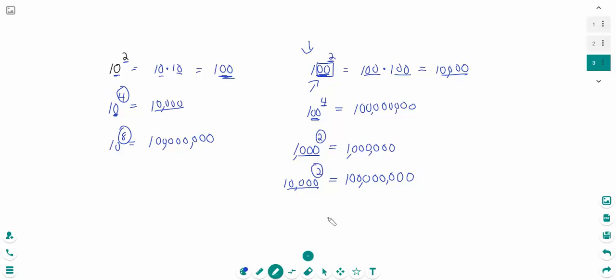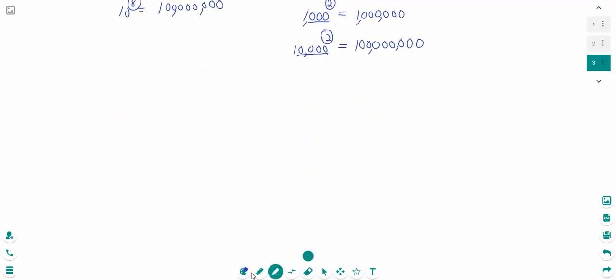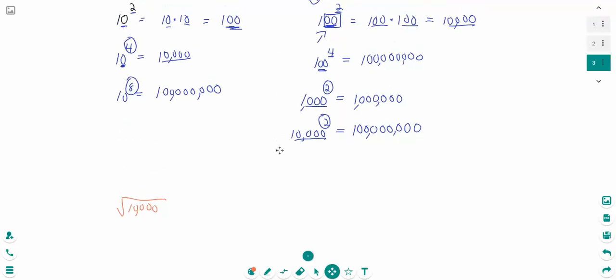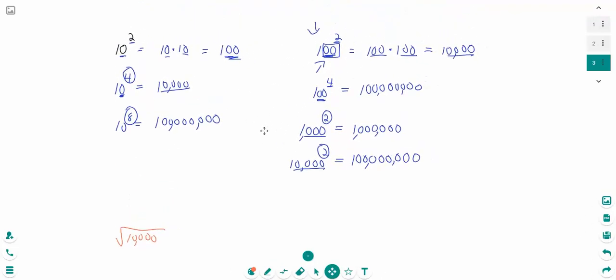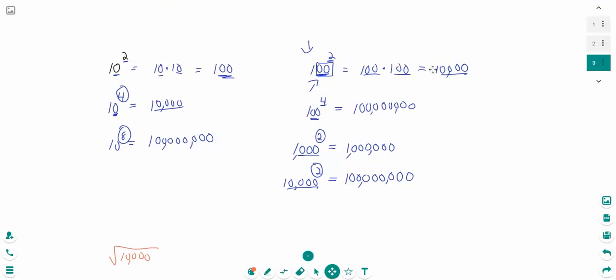So let's take a problem. Let's say that I've got the square root of 10,000. All right. So what would be the answer to this? Well, it's pretty simple, actually. So we're going to be doing the opposite of what we did up here. I don't know if we had a 10,000 up here. Yeah, it was this one right here.